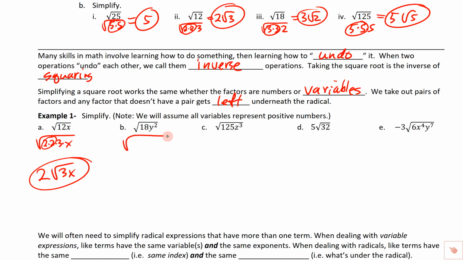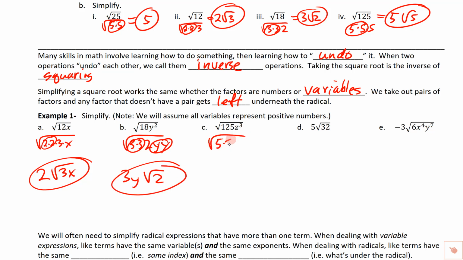So on this next one, let's take a look. We had a 3 times a 3 times a 2 before for the 18, and then this would be y times y. Now, if you want to go ahead and write it out as y times y, that's okay. If you want to look at this and just say, hey, there's 2 y's, that's going to be a pair. That's totally fine. So a pair of y's, a pair of 3's. So we have a 3 and a y on the outside, the 2 stuck underneath, and there's the answer on that one.